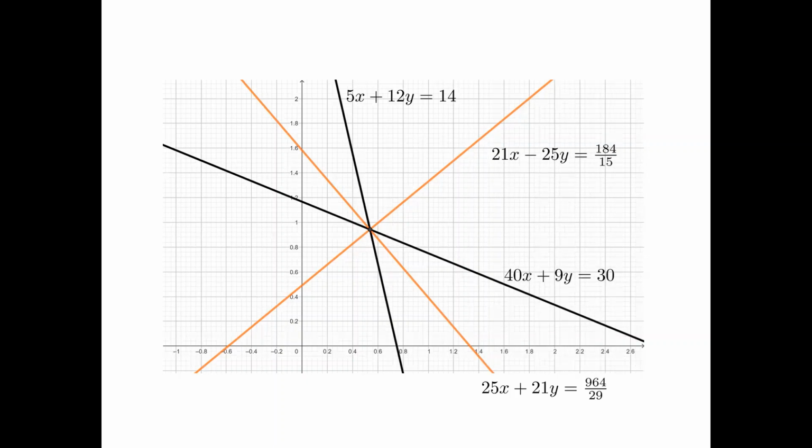And the next time I will continue to discuss normal linear equations. I will discuss incenters and excenters of triangles.